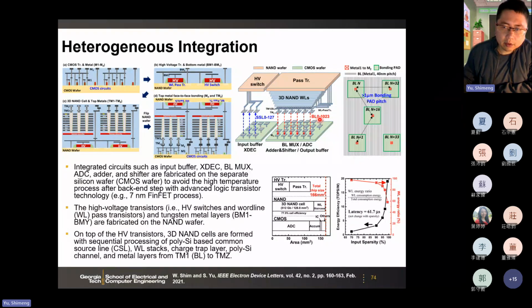I'll skip the discussion of this one for now, because in the last lecture, two weeks later, we will talk about 3D IC design. One of the new interesting areas is the 3D IC with this hybrid bonding.